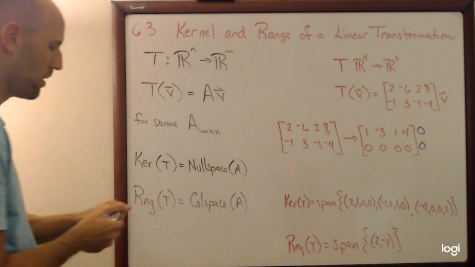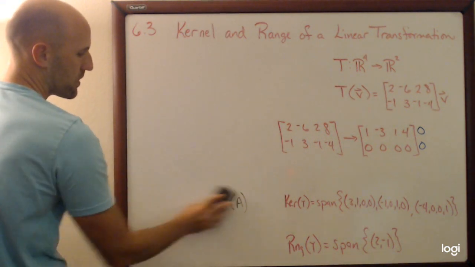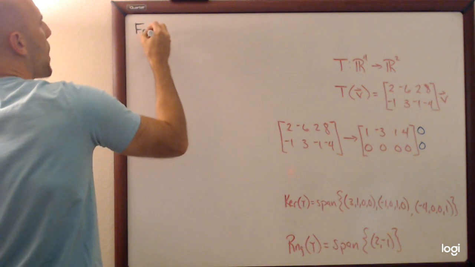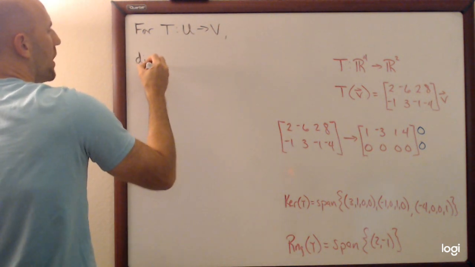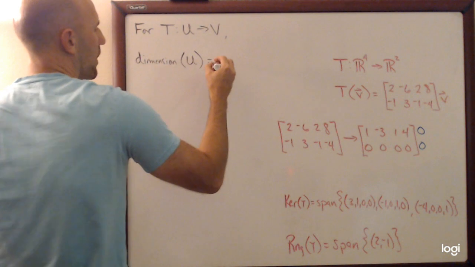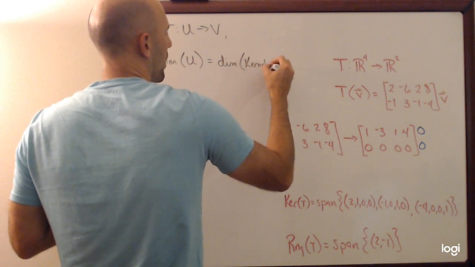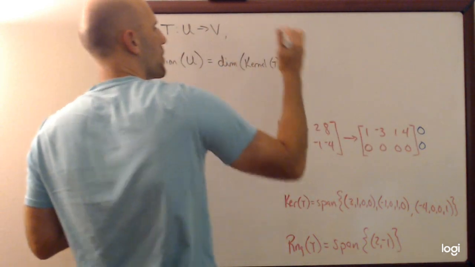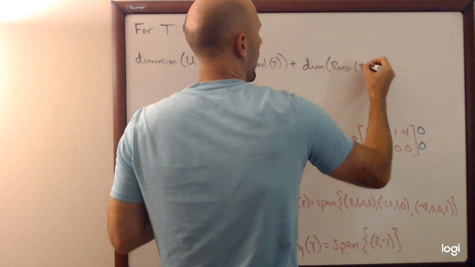Well, this leads me to a different rank nullity theorem that says for some linear transformation T, the dimension of the domain is equal to the dimension of the kernel plus the dimension of the range. This is the same, right?